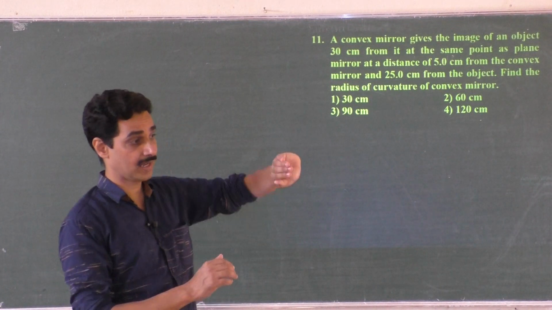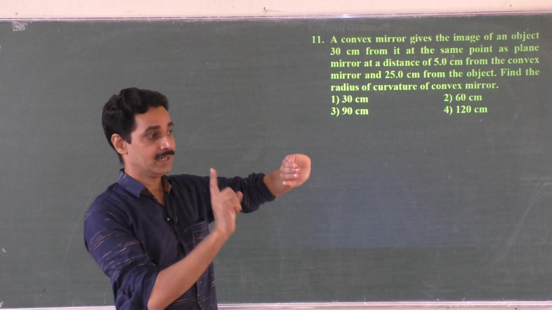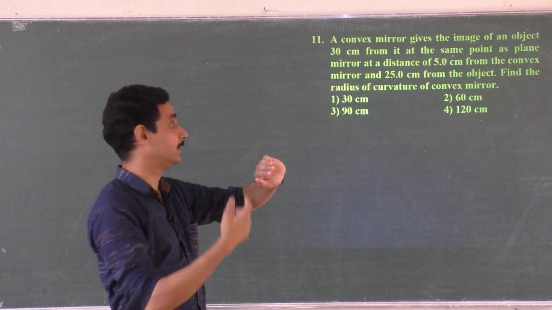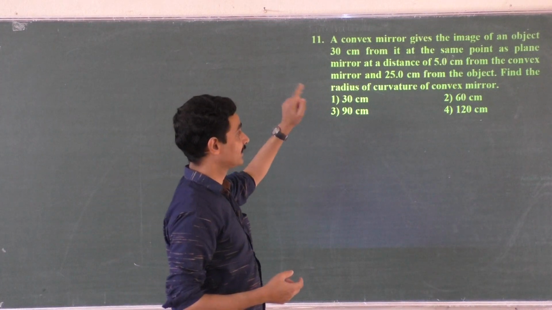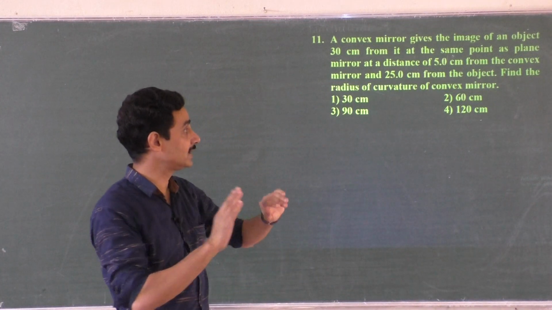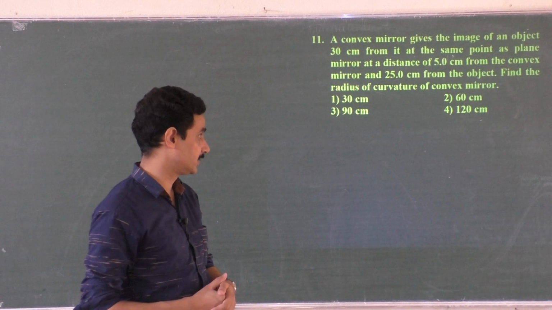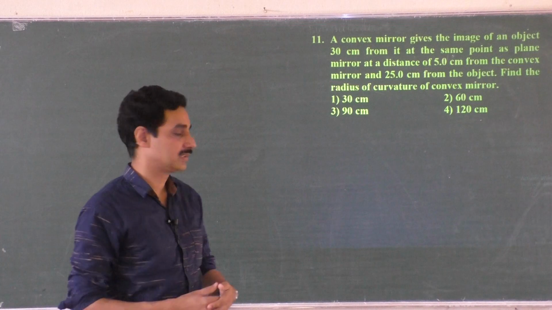So the convex mirror has an object 30 centimeter from it. It gives the image at the same point as a plane mirror forms the image, which is at a distance of 5 centimeter from the convex mirror and 25 centimeter from the object. Find the radius of curvature of the convex mirror.